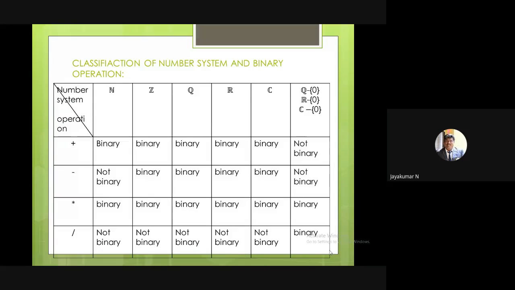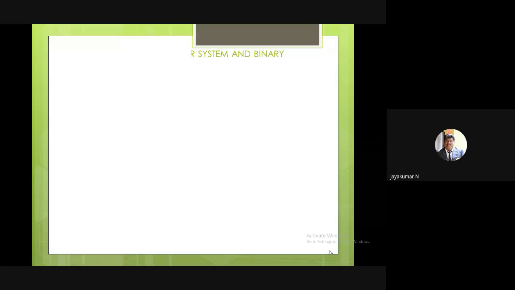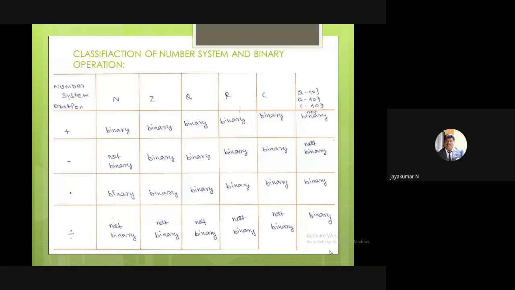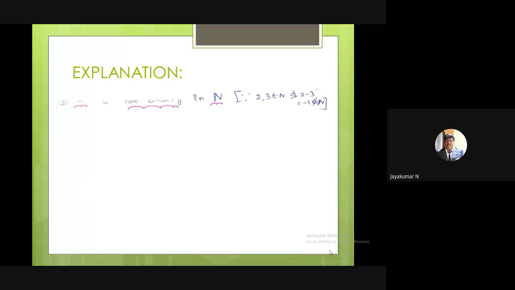We know we have a number system. In the number system, I just try to find whether my basic operation is binary or not. Like that, you have to verify the remaining three axioms. Then finally, you can conclude whether that is a group or not. Okay. So a few more examples I want to explain to you. These are a few examples.